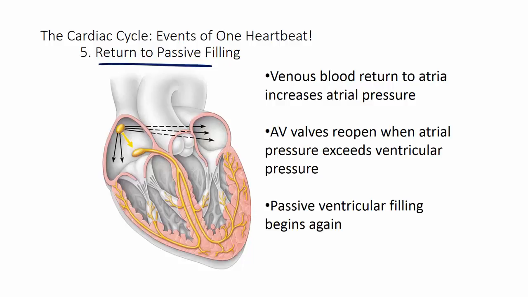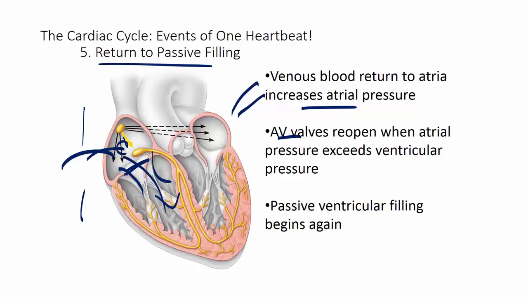All right, and then lastly, the fifth step is going to be return to passive filling. So we're kind of at the beginning. So your venous pressure, venous blood return to the atria is going to increase atrial pressure. All right, so remember those AV valves were still closed, and so as the blood is returning from the pulmonary veins and the vena cava, it's going to start to fill that up. The pressure, they're going to get more blood, more weight, more force in the atria. That's going to open up those AV valves. So the AV valves open when atrial pressure exceeds ventricular pressure, and now the blood will start to fall into the ventricle and passively fill them again.